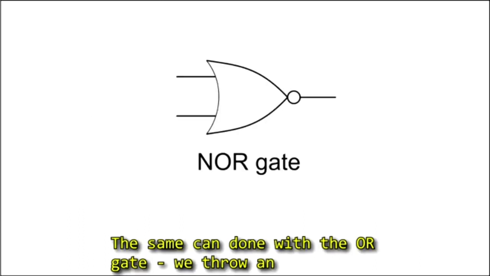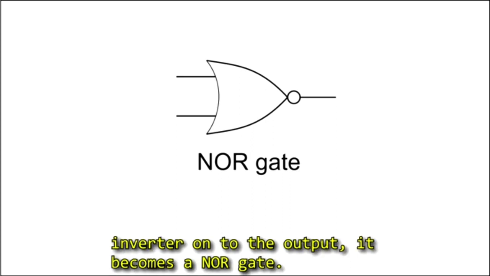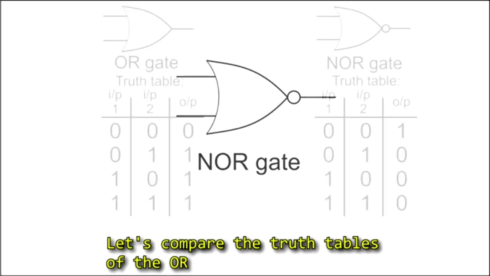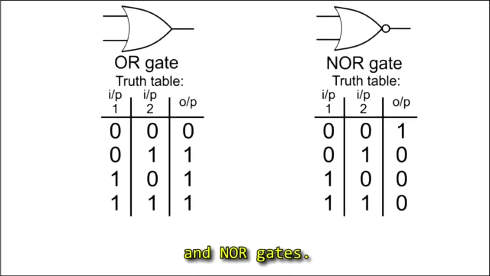The same can be done with the OR gate. We throw an inverter onto the output. It becomes a NOR gate. Let's compare the truth tables of the OR and NOR gates.